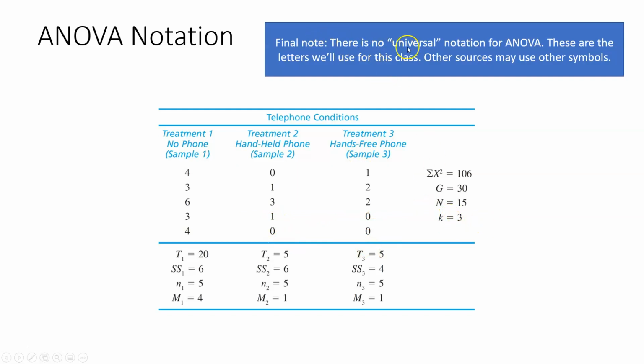Final note here. There is no universal notation for ANOVA, just like there's no universal notation for most of what we do in statistics. These are the letters that we're going to use in this class, but other sources might use other symbols. So don't memorize these and think that they're always going to be universally used in every class that you might take on statistics. This is just what we're going to use for convention here in this course.